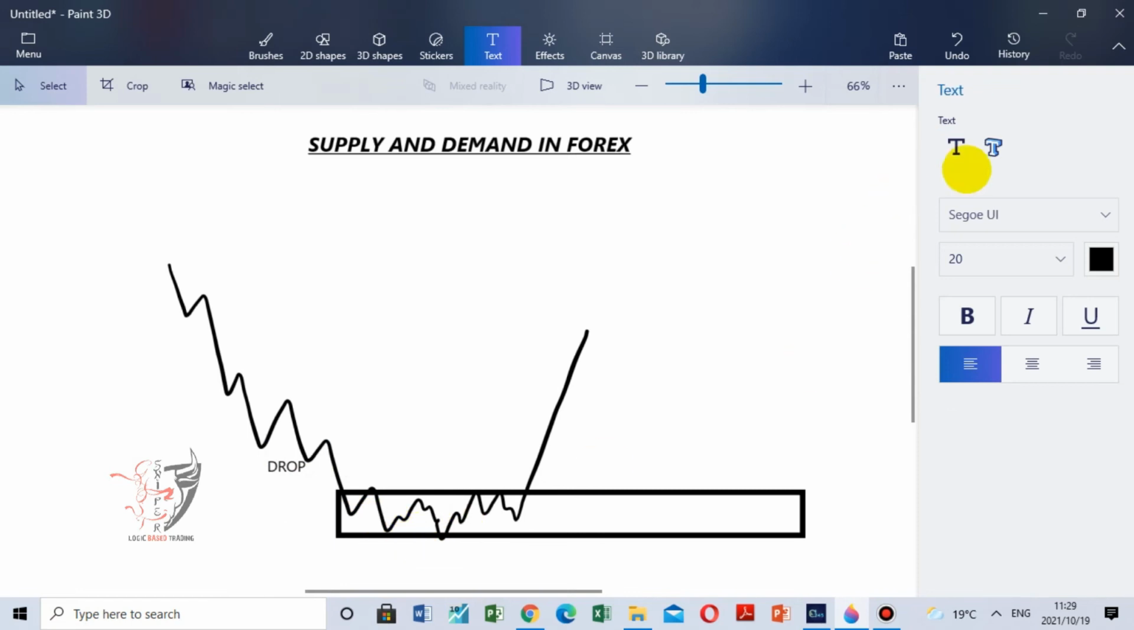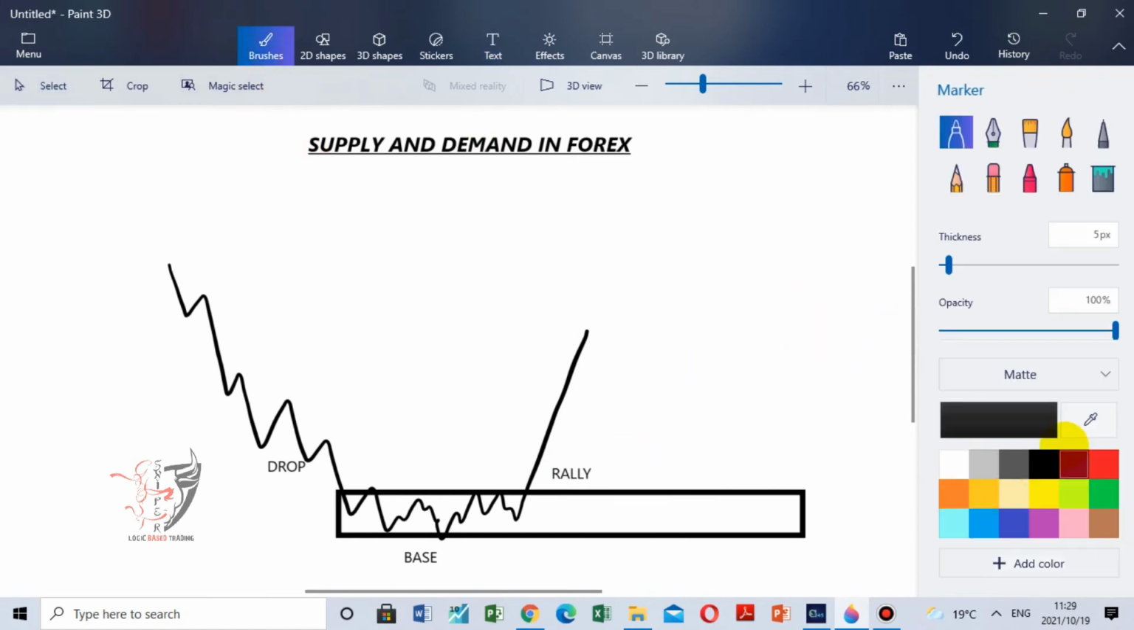We call it our drop base rally because the price was dropping, then price found an area of equilibrium, and then from there price rallied, breaking out of the equilibrium. So this type of a base, how you trade it is you'll wait for price to come back to the base to mitigate, and then price will continue or reverse to go up.